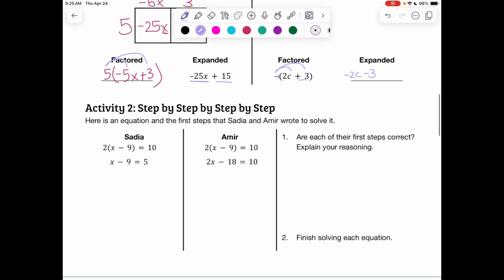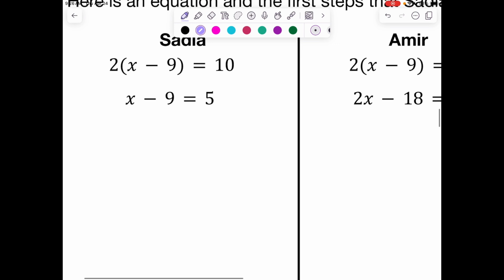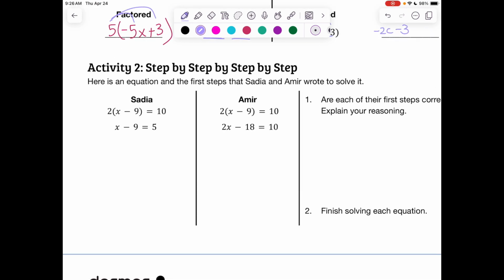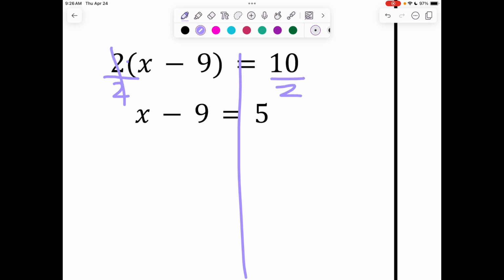All right, so now let's take a look at activity 2. Step by step by step by step. Here's an equation and the first steps that Sadia and Amir wrote to solve it. So we have Sadia's 2 times x minus 9 equals 10, and then we have Amir's. Let's take a look at Sadia. I'm going to draw my line down the equals. Sadia got rid of this 2. And remember, anytime there's a number next to a parentheses, it means times. So Sadia divided by 2 on both sides. And when she did that, her 2's canceled out. So all she's left with is x minus 9. And then on our right side, 10 divided by 2 equals 5.